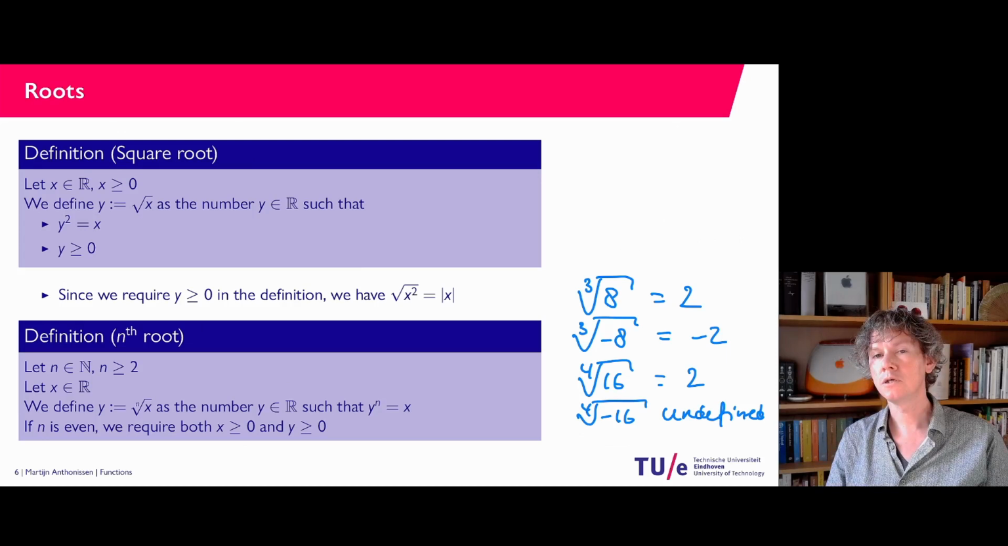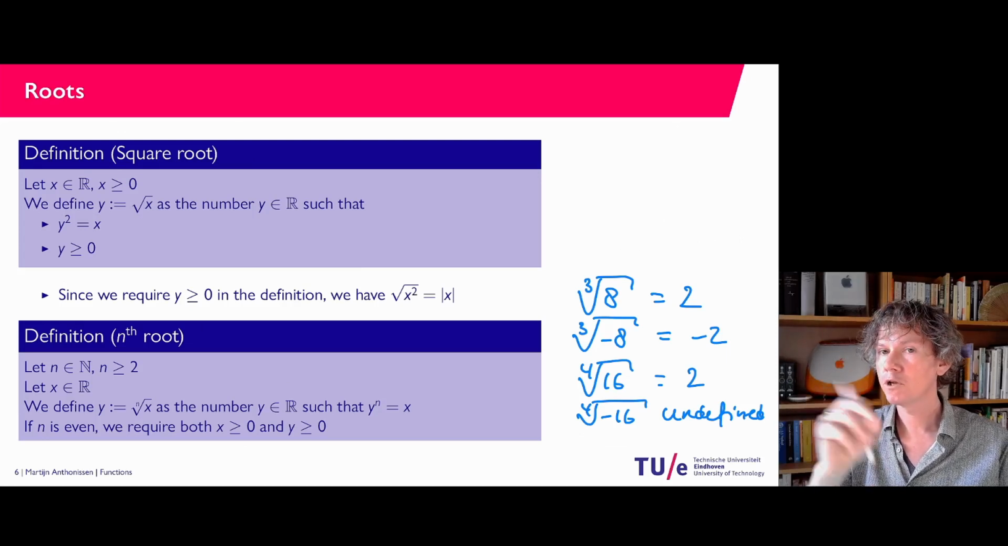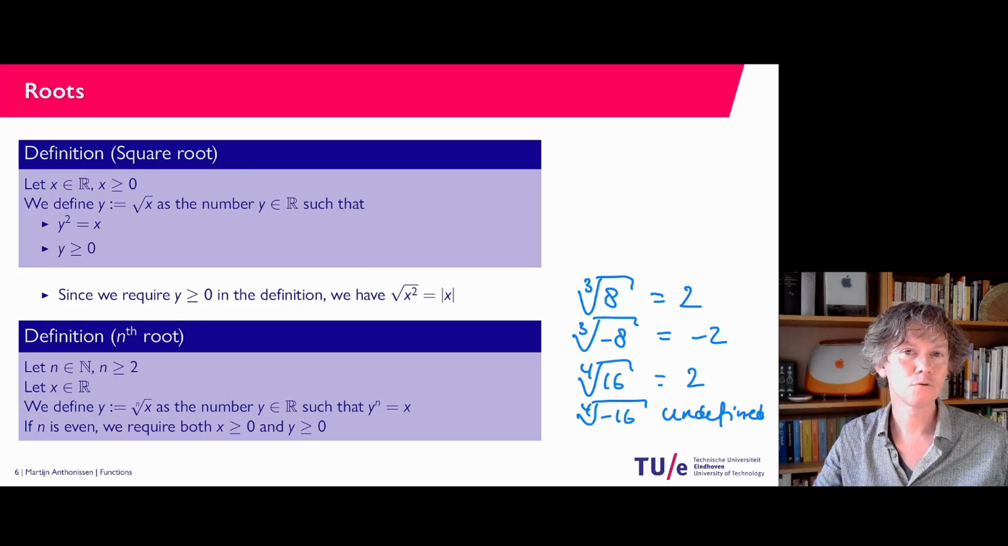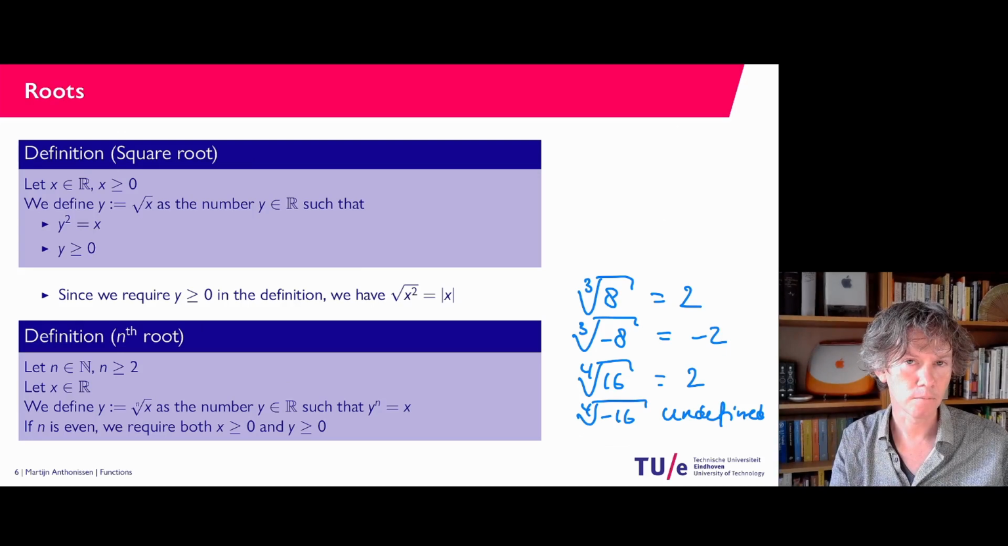Because what we would need is a number y such that y to the power 4 equals minus 16. And we cannot do that, because if you have something to the power 4, that's always going to be a positive number. So we cannot get minus 16 there. So that's undefined.